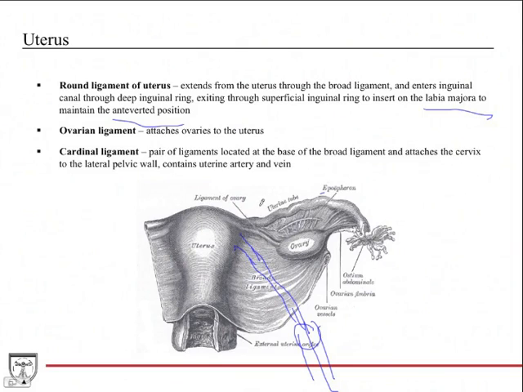Then you have the ovarian ligament, which is here, and that attaches the ovaries to the uterus directly, and that's just a connective tissue ligament. There's no arteries or veins or nervous structures within that ligament.